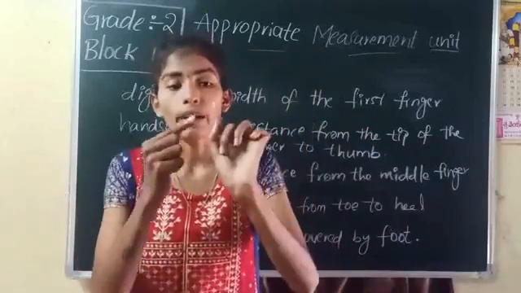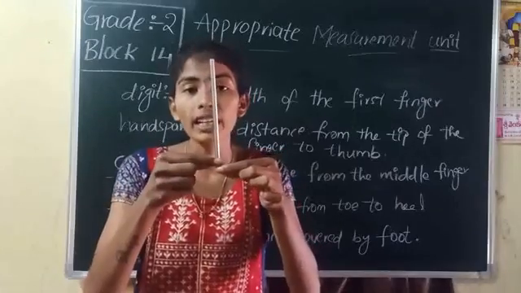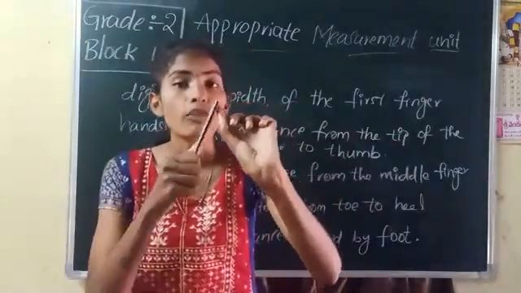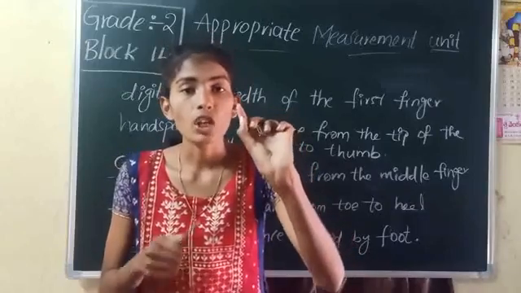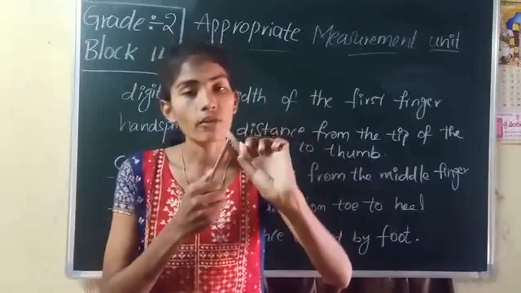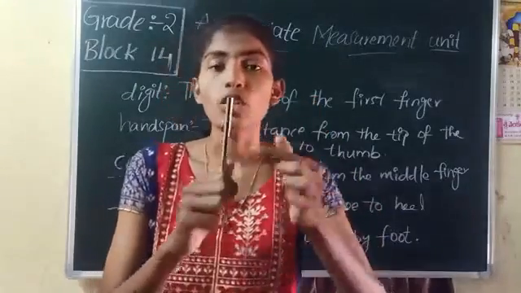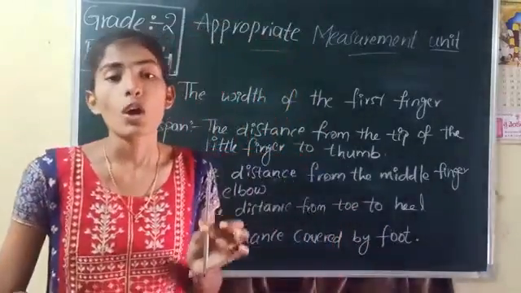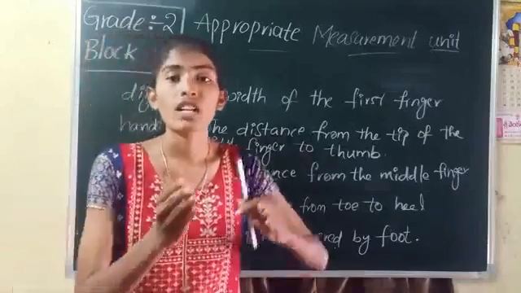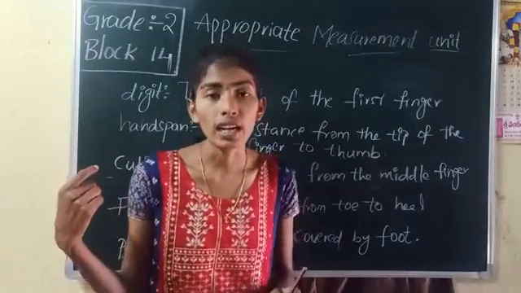So the width of the first finger. If I measure this pencil with my digits, I can get 14 digits. But if you measure, you will get more because you have less width than mine. When you compare your first finger with my finger, yours is smaller than mine, so you will get more digits when you measure the pencil. So from one person to another person, the measurements will change.